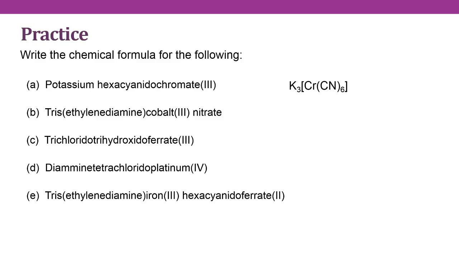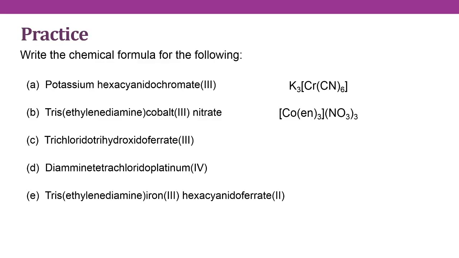The next example is tris(ethylenediamine)cobalt(III) nitrate. Here we have a complex cation and a normal anion. We will write the formula [Co(en)3]3+ for the complex cation, and the anion will simply be NO3-. We cross-multiply the charges to get the chemical formula [Co(en)3](NO3)3 for the compound tris(ethylenediamine)cobalt(III) nitrate.